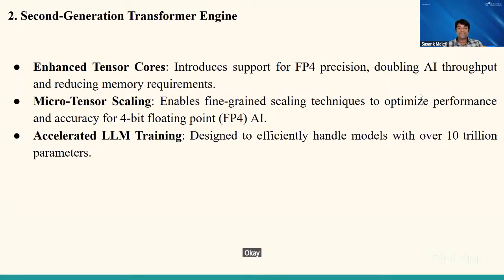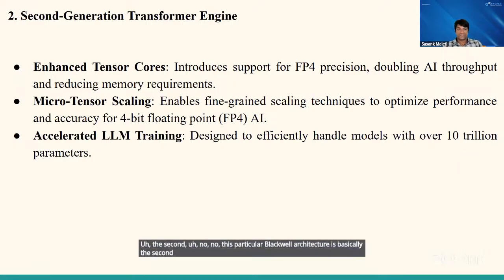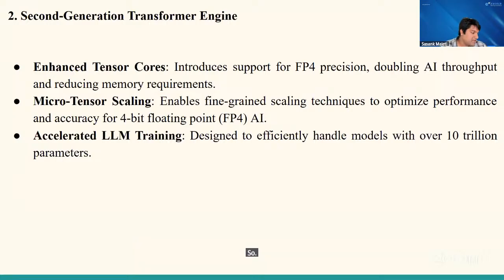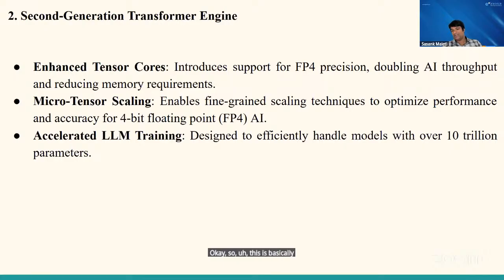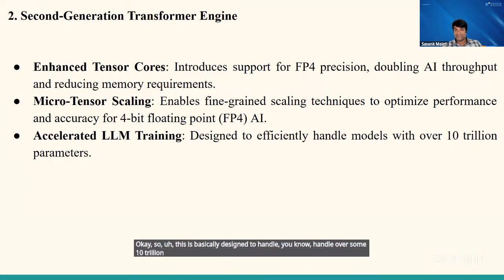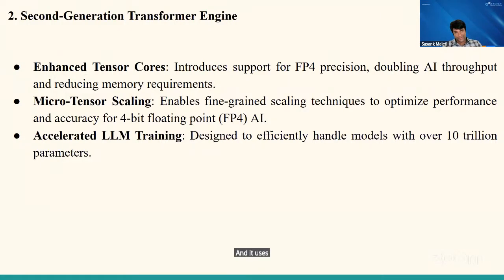This particular Blackwell architecture is basically the second generation transformer engine. So what Nvidia is claiming is that it has more enhanced tensor cores and accelerated LLM. We will talk about the accelerated GPU in a bit. It is designed to handle over 10 trillion parameters, and it uses the technology of FP4.